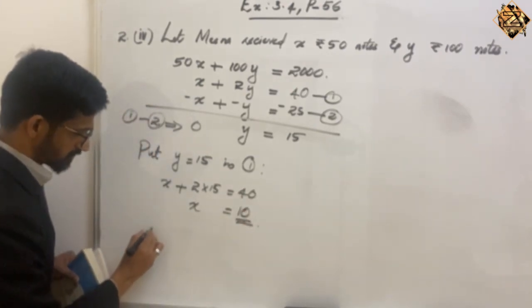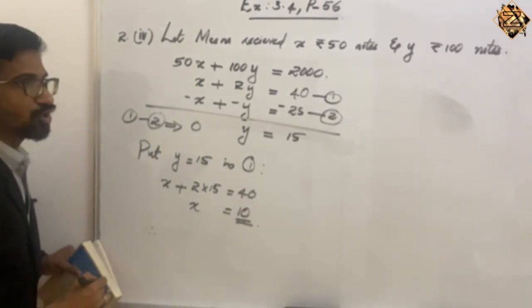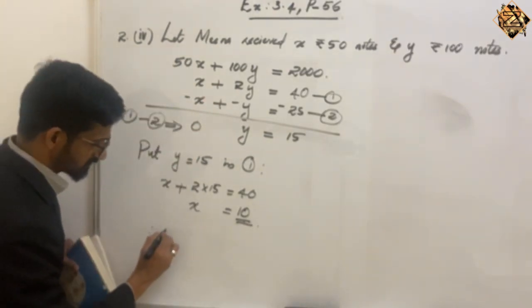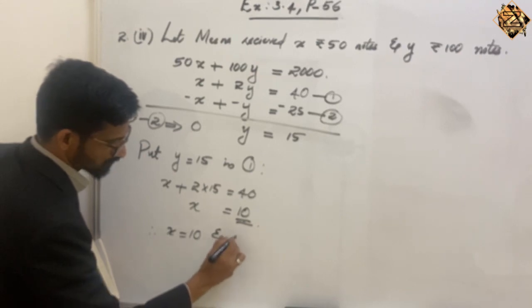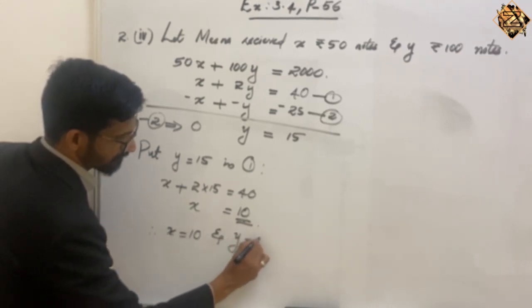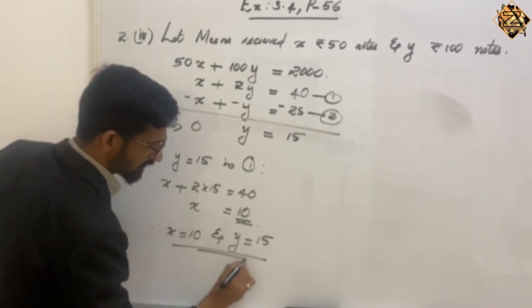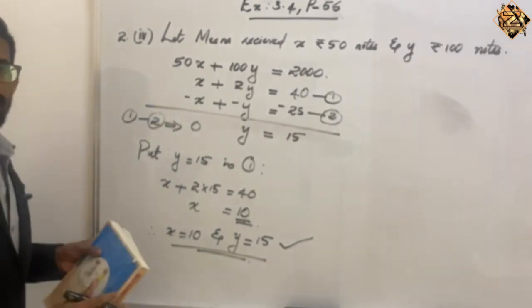Therefore the required number of notes: the number of 50 notes, x, is 10, and the number of 100 notes, y, is 15. This is the required answer. Hope it is clear.